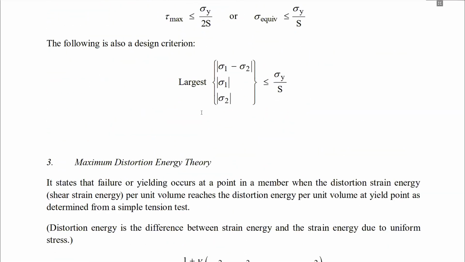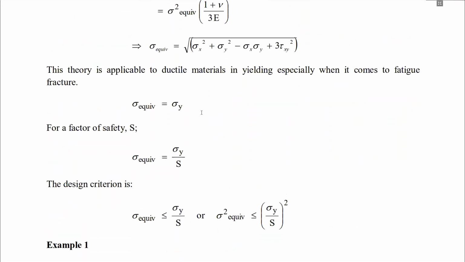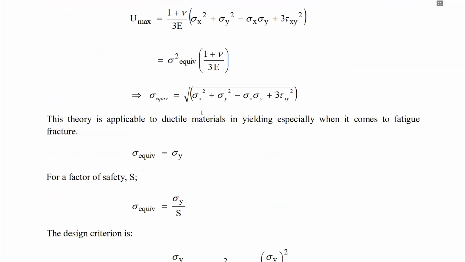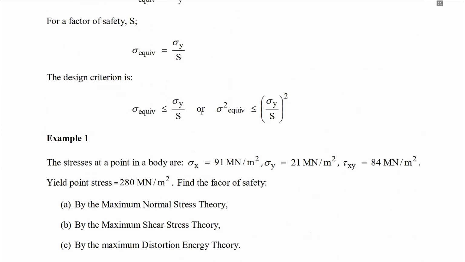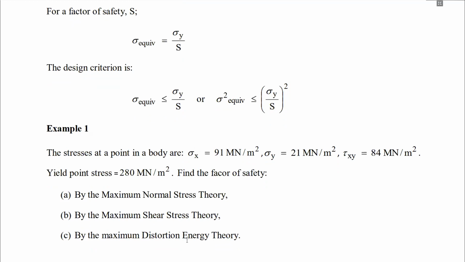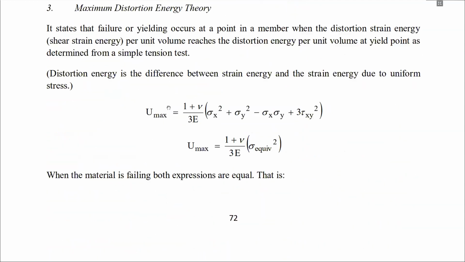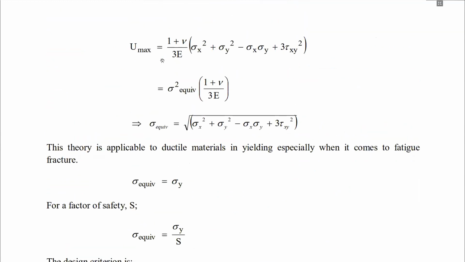But I hope the explanation I gave for the example given, you're okay with it. Just ensure that you solve it and go through it. Can you please go over the example? Okay, if you look at this one, we have to determine the factor of safety based on these three failure criteria: the maximum normal stress theory, maximum shear stress theory, and distortion energy theory. If we take the distortion energy theory, for instance, this is the formula for the maximum distortion energy. I say that the equivalent stress for the distortion energy theory is equal to this.